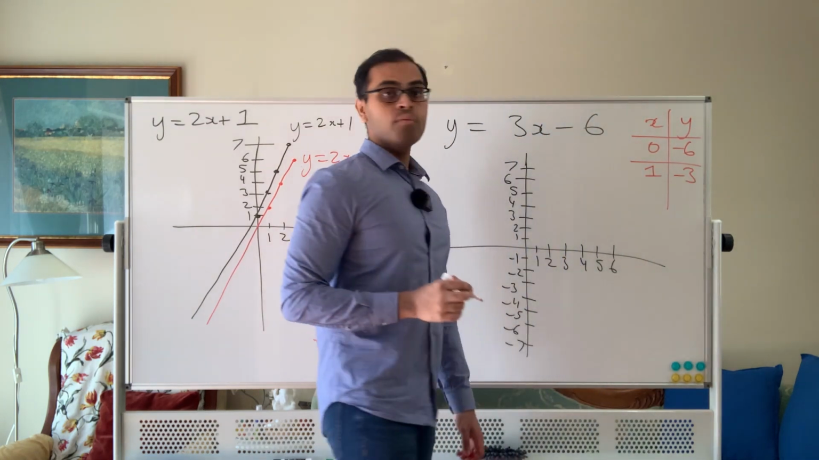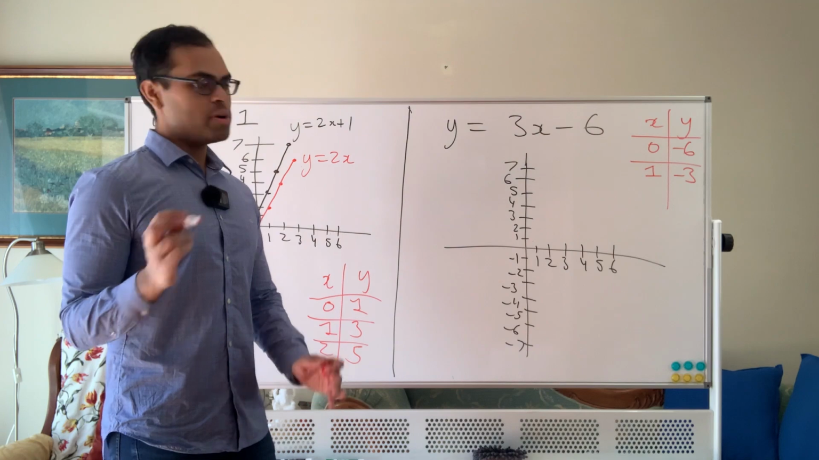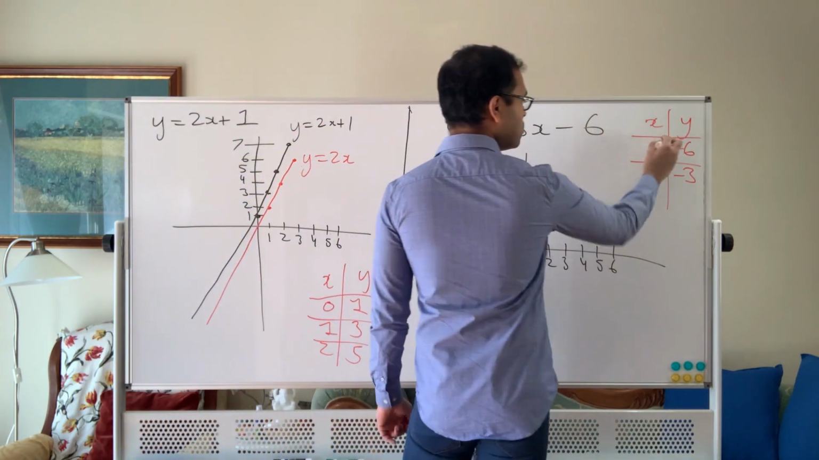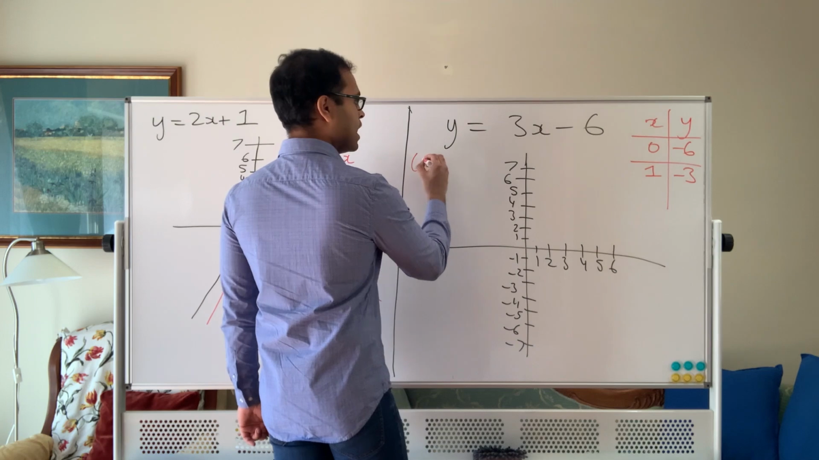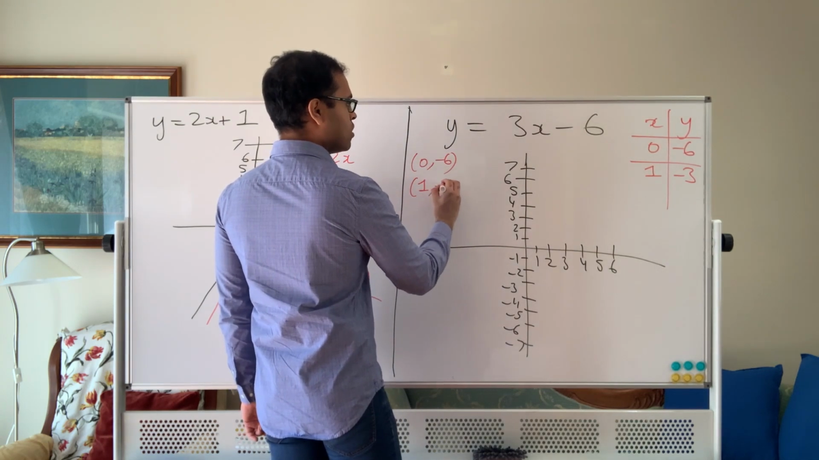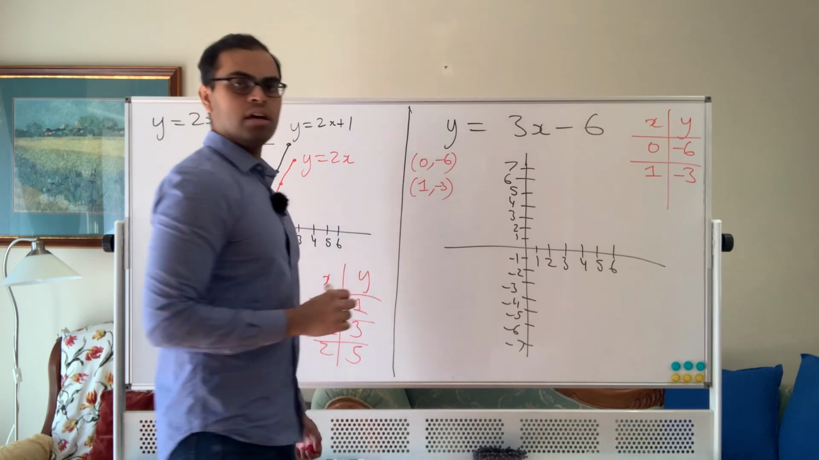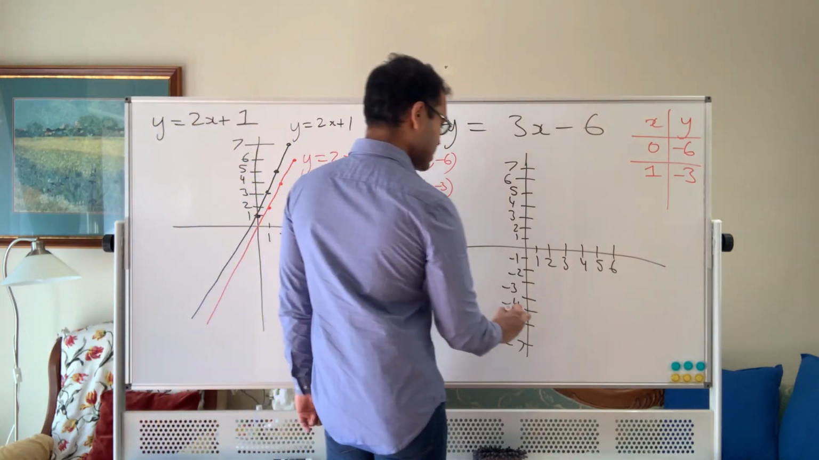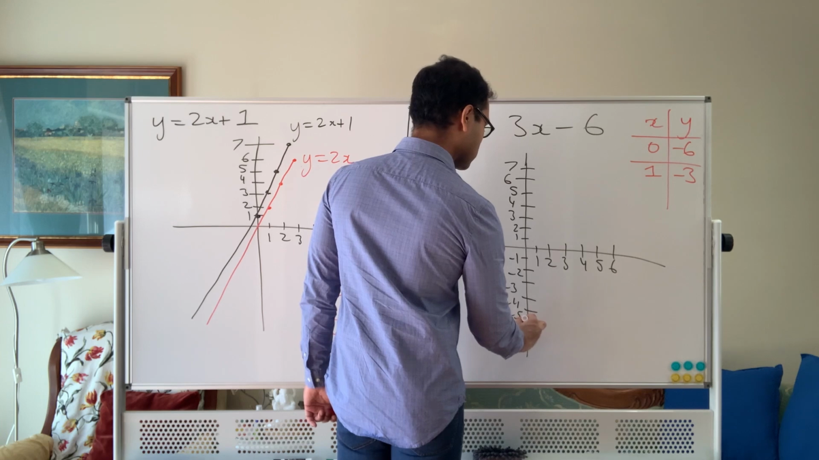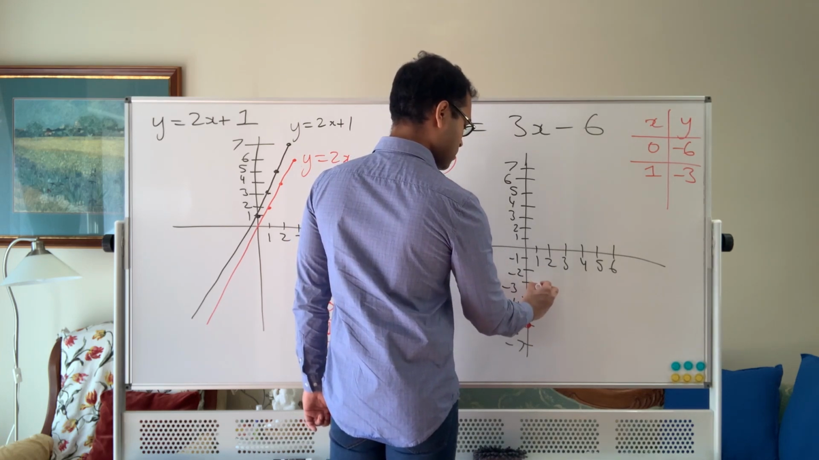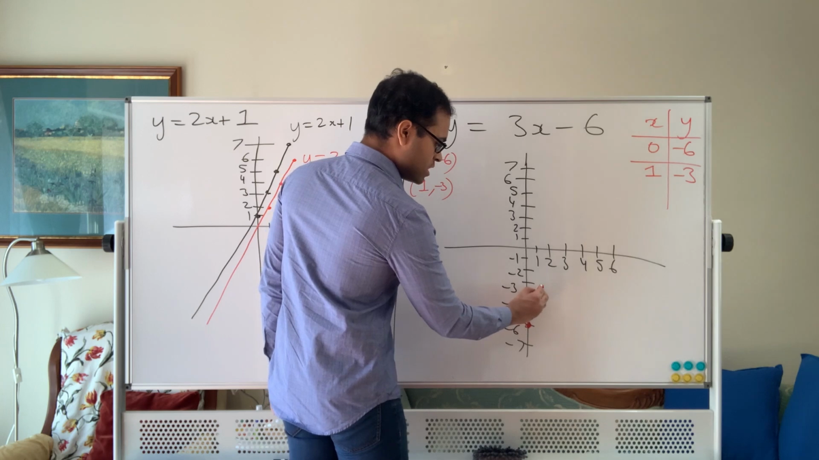You don't have to do more than that. You can if you want, but you don't have to. And here's why. So you know that the point (0, -6) is going to be on the line, because x is 0, y is -6. And you also know the point (1, -3) is going to be on the line. So let's plot those points and connect the dots. So when x is 0, y is -6. When x is 1, y is -3. So now we've done that, we just connect the dots.